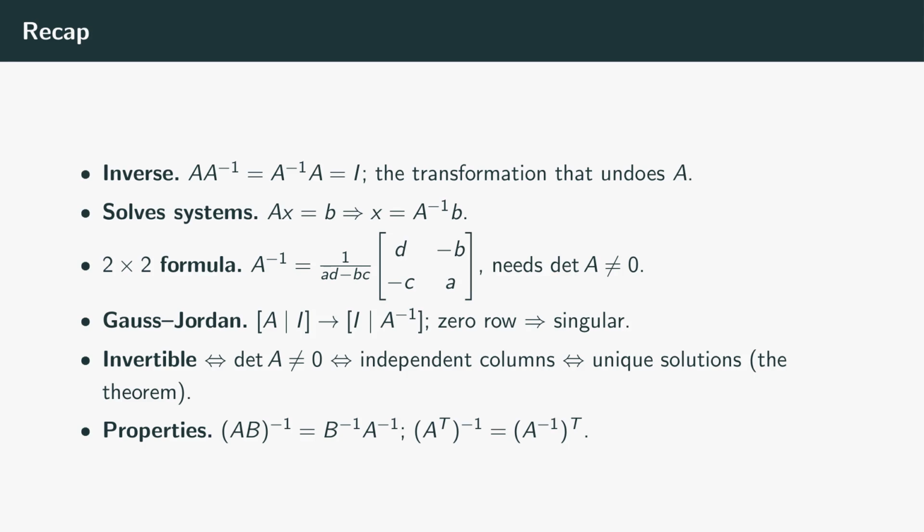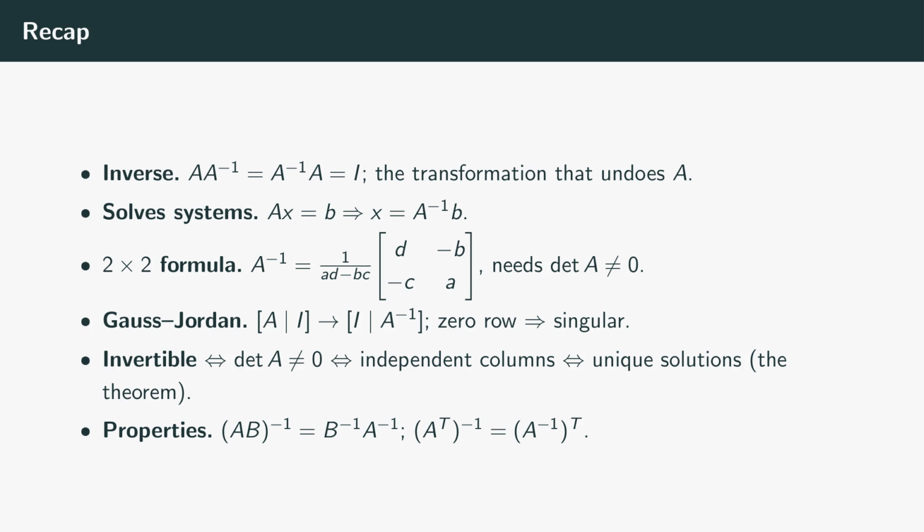Let's recap. The inverse of A, written A inverse, is the matrix that undoes A. A times A inverse equals the identity, and A inverse times A equals the identity. When it exists, it solves systems at a stroke. The solution to AX equals B is X equals A inverse times B. For a 2x2 matrix, the formula swaps the diagonal, negates the off-diagonal, and divides by the determinant, AD minus BC, and it works precisely when that determinant is non-zero.